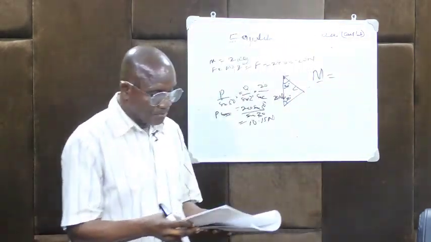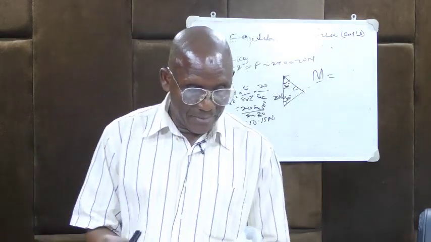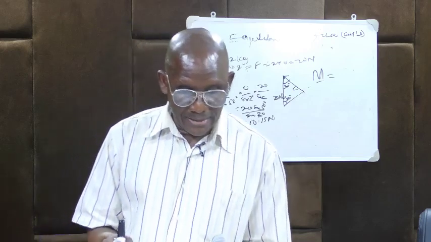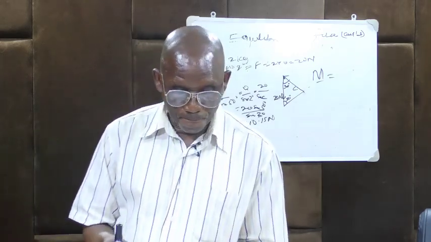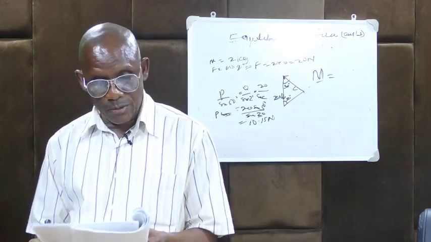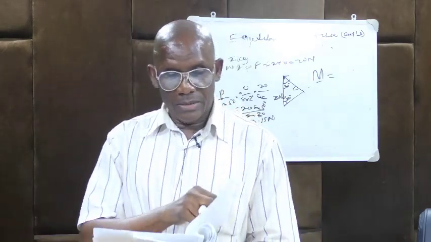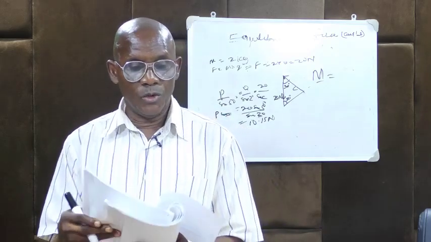What type of relationship will you use? Is it F D sine theta? Is it F D cosine theta? Is it F D over sine theta? Is it F D divided by cosine theta? So you know it causes the object to rotate. So which one? Try to find out. Very, very important. I have further questions for you.